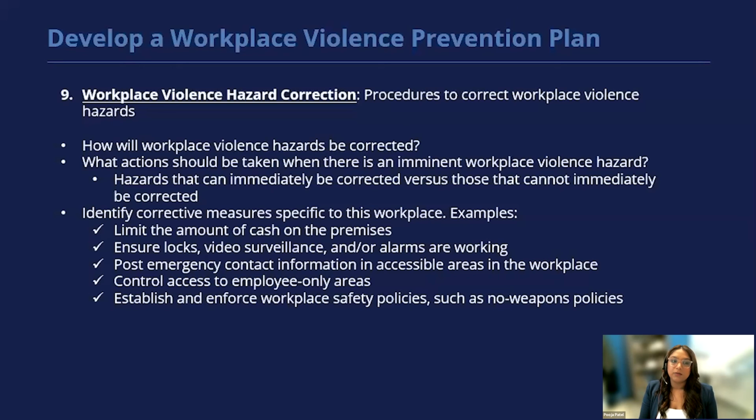So you want to identify some of the corrective measures specific to this workplace. We talked about some examples, but some additional examples may be limiting cash on the premises, or having certain areas that are controlled access for employees only. You also may want to establish and enforce workplace safety policies if you don't already have one, such as a no weapons policy.